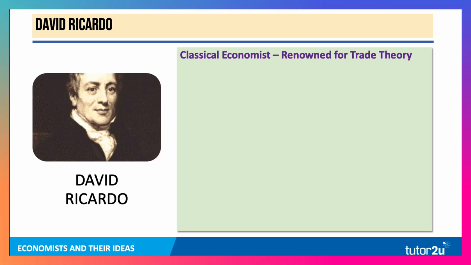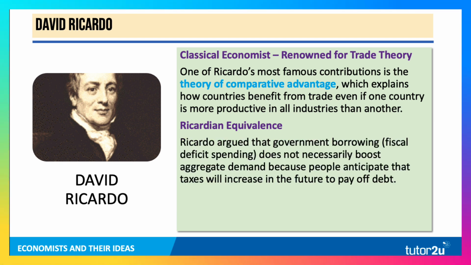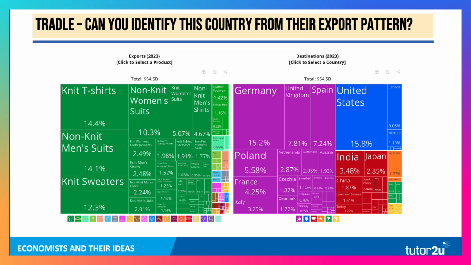David Ricardo is a classical economist renowned for his trade theory. One of his most famous contributions is the idea of comparative advantage, which explains how countries benefit from trade even if one country is more productive in all industries than another. And he also came across the idea of Ricardian equivalence, that government borrowing does not necessarily boost aggregate demand because people might anticipate taxes will increase in the future to pay off debt. So if the government cuts taxes and borrows money, rational individuals will save their extra income rather than spend it, expecting future taxes to go up. But Ricardo is probably best known for his trade theory.